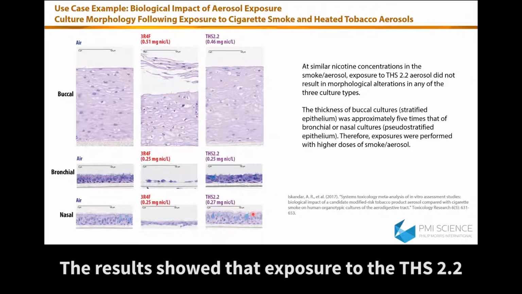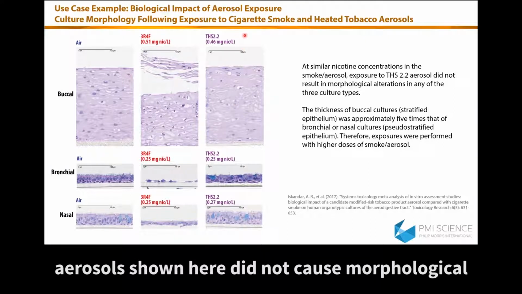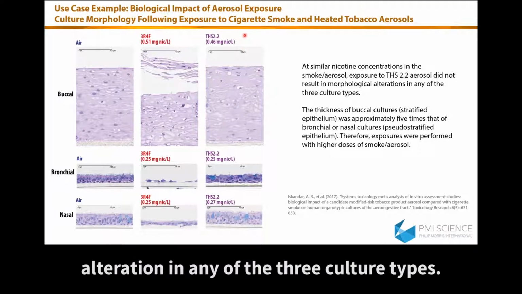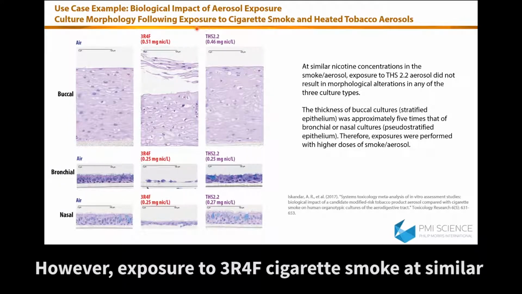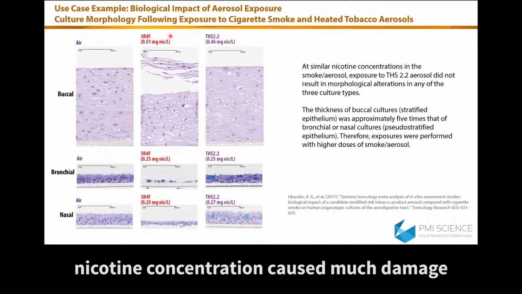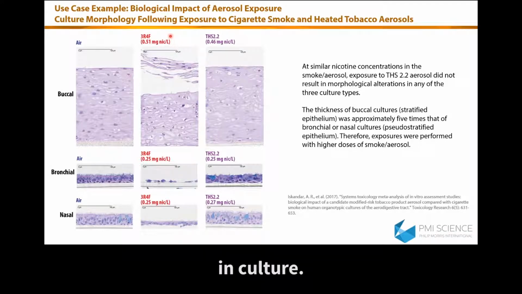The results show that exposure to the THS 2.2 aerosol, shown here, did not cause morphological alteration in any of the 3 culture types. However, exposure to 3R4F cigarette smoke at similar nicotine concentration caused marked damage in this culture.